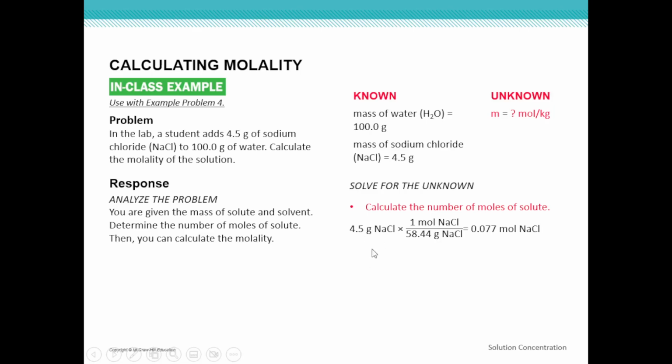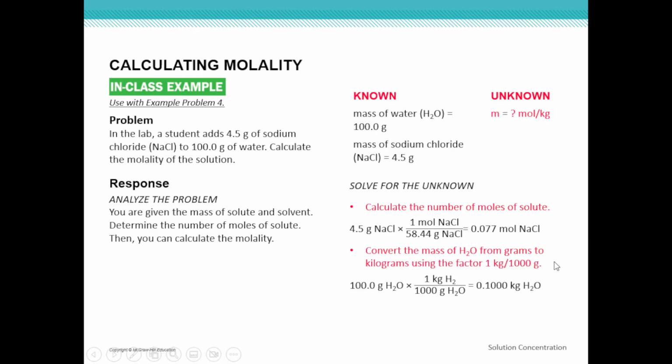We want moles of solute. So 4.5 grams of sodium chloride divided by the molar mass of sodium chloride. Look on the periodic table, 1 sodium, 1 chlorine, adds up to 58.44. We get 0.077 moles of sodium chloride. That's going to go in the numerator.